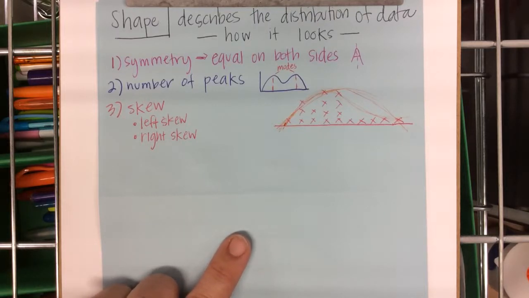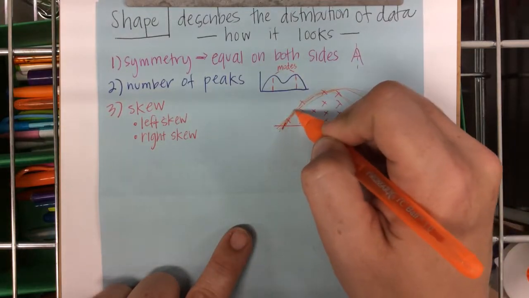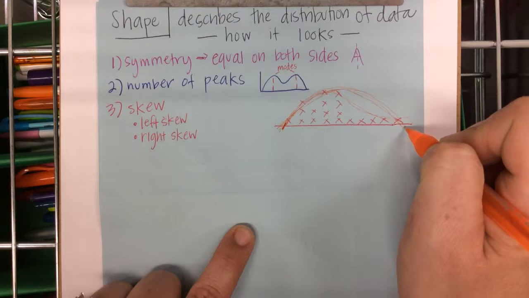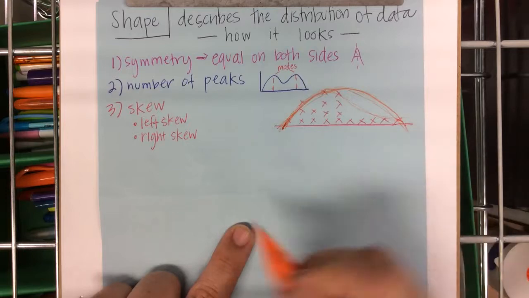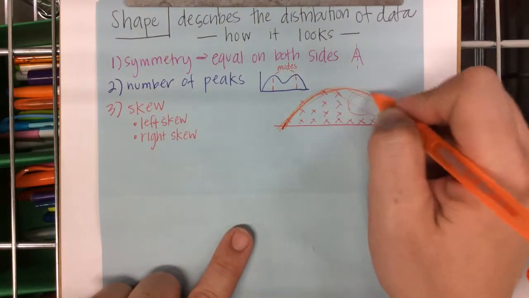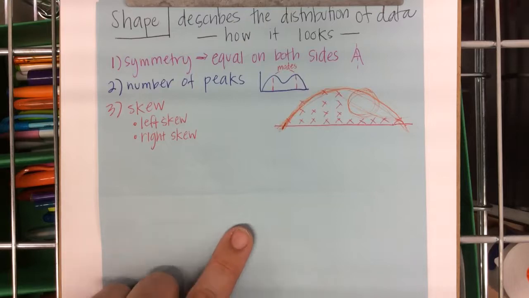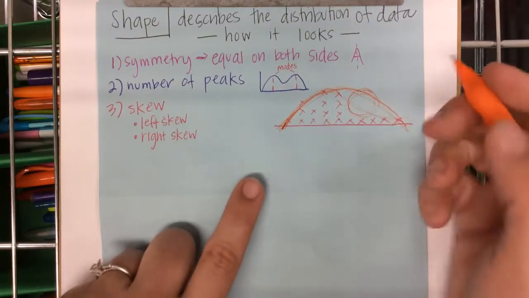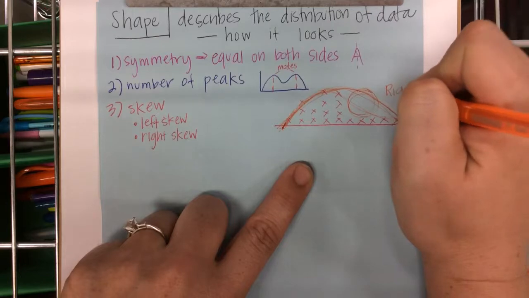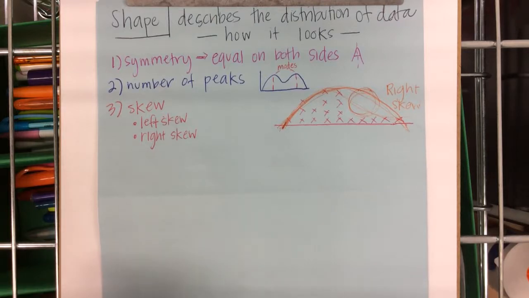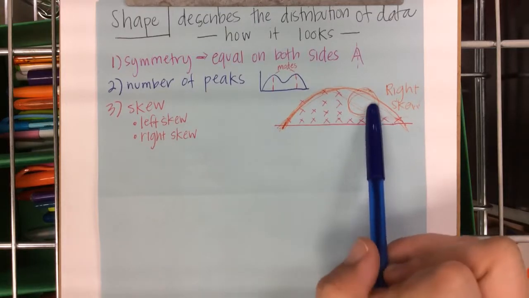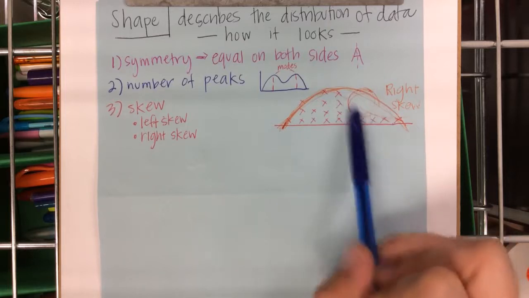Now we're going to talk about skew. And here's how you look at skew. If you draw one curve, this is called a bell-shaped curve. If you draw a curve on top of it, there's missing data. Right? This part of the curve is empty. This would be a right skew. Well, skew basically means non-symmetrical. It's the opposite. The right side of this data is skewed. It's missing data on the right side.